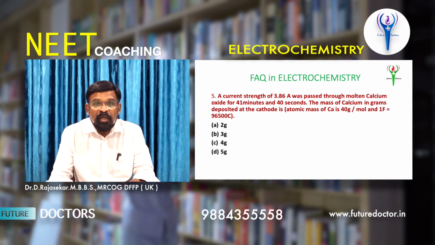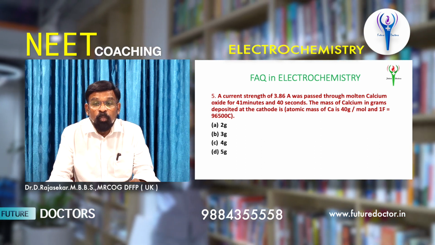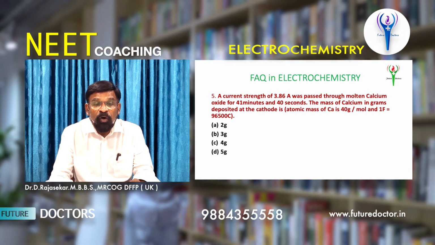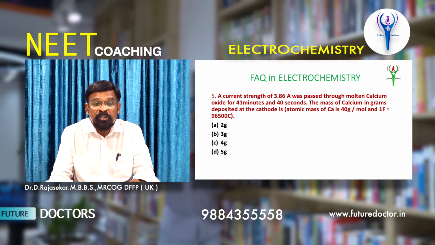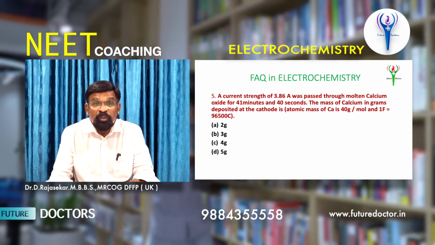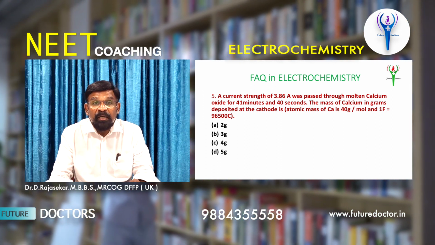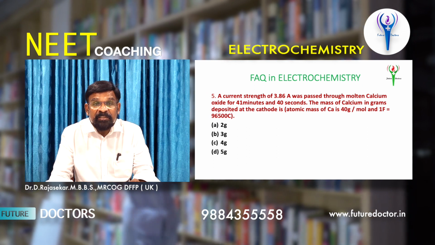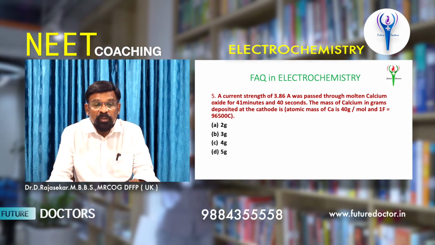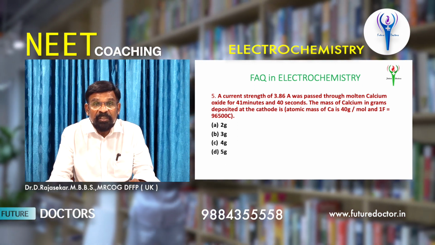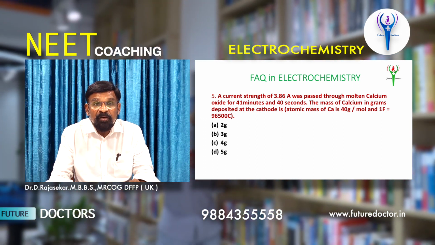Electrochemistry, fifth question. A current strength of 3.86 A was passed through molten calcium oxide for 41 minutes and 40 seconds. The mass of calcium in grams deposited at the cathode is (atomic mass of calcium is 40 g/mol and 1 F is equal to 96,500 C): option A, 2 g; option B, 3 g; option C, 4 g; option D, 5 g.